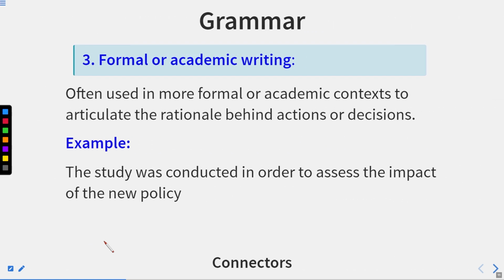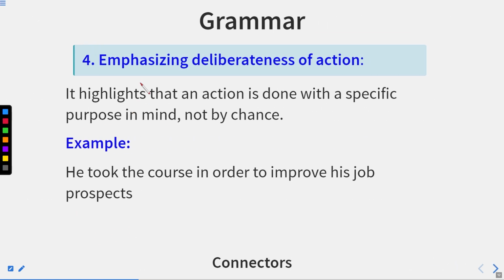Formal or academic writing: it is often used in more formal or academic contexts to articulate the rationale behind actions or decisions. Now, this rationale means the reasons or the principles. The study was conducted in order to assess the impact of the new policy.